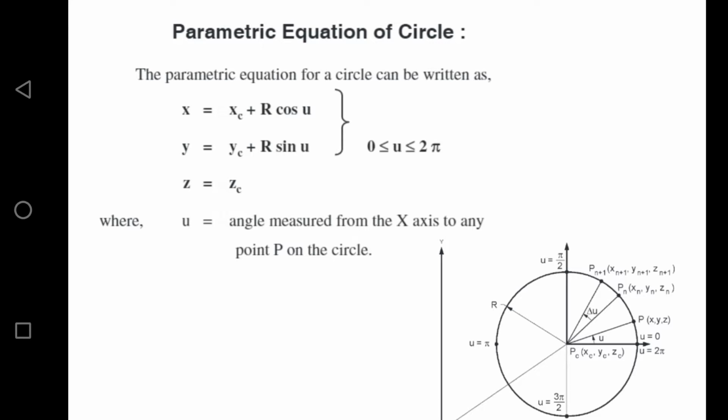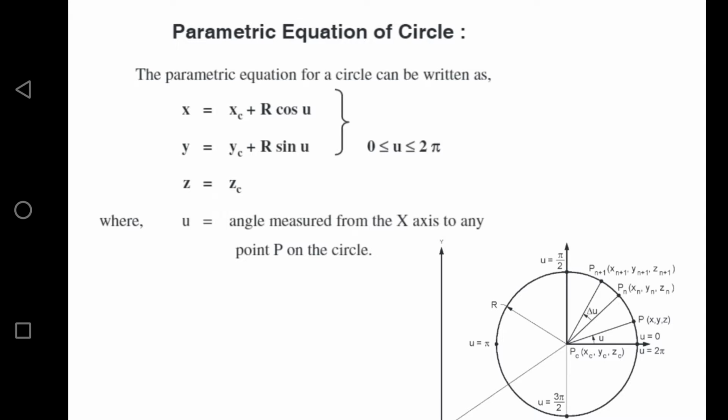So u is the angle measured from the x axis to any point P on the circle, and this u goes from 0 to 2 pi, that is 0 degrees to 360 degrees.